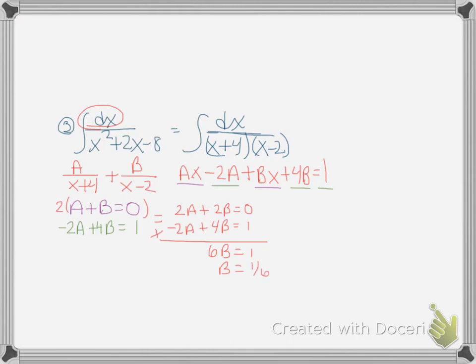And if b is 1/6, then what does that make a? I'm giving you a second to think about it. Hopefully you're saying it's negative 1/6. Awesome! And we come to our integral now. We're going to rewrite it as negative 1/6 over x plus 4. And then we're going to have positive 1/6 over x minus 2.